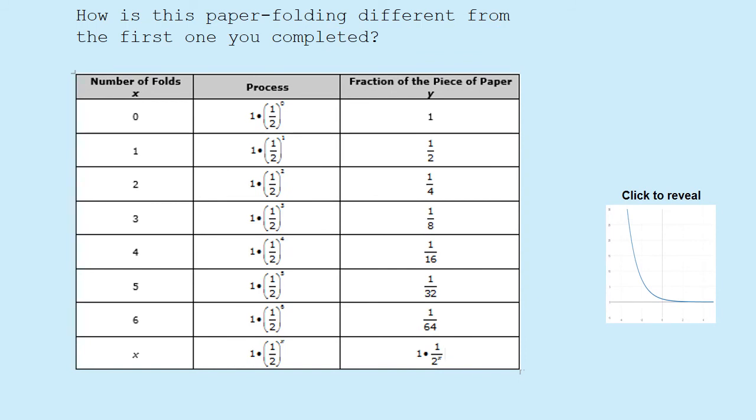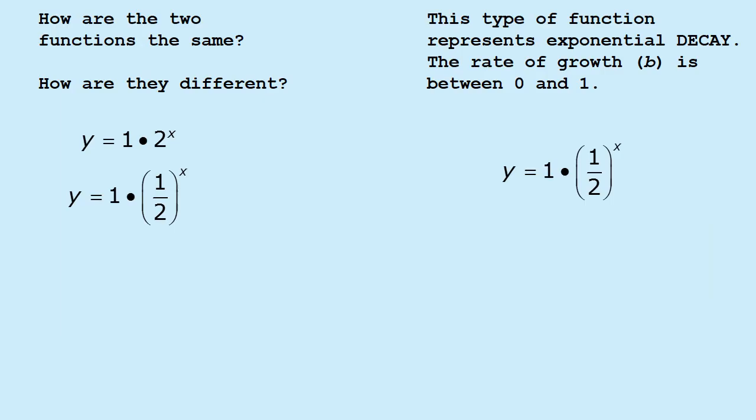How is this different from the last one we did? Well, hopefully what you're saying is that we're getting smaller instead of bigger. So in this case, the first function, how are they the same? Well, they both start with one sheet of paper and they both have x in the exponent position. But what's different is that on the first one, my growth rate is bigger than 1, and on this one, my growth rate is less than 1. Now if you notice right here, it says between 0 and 1.